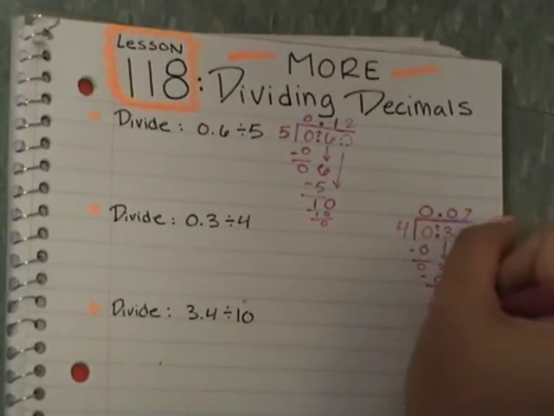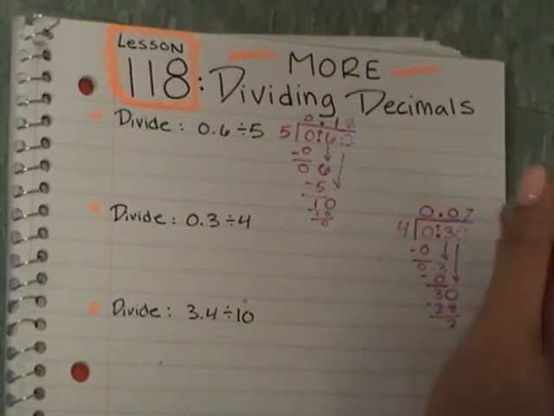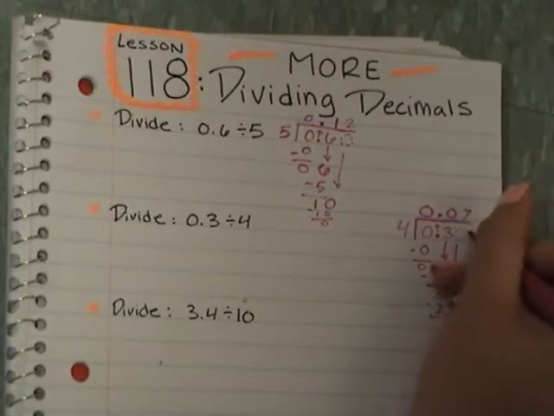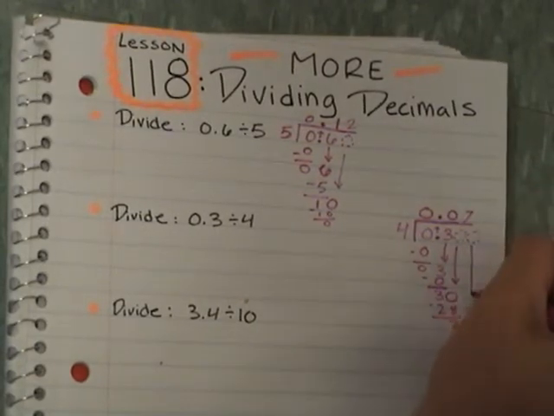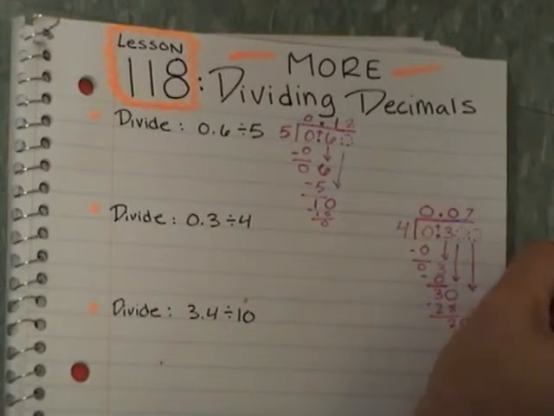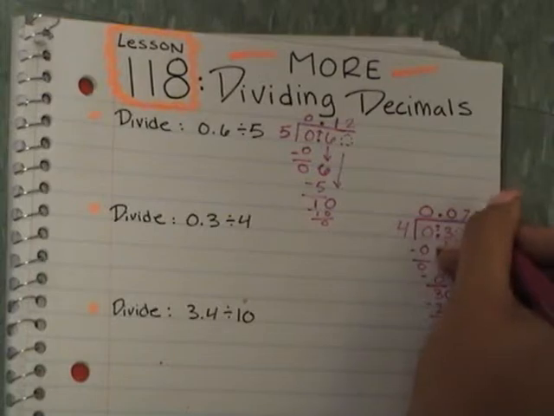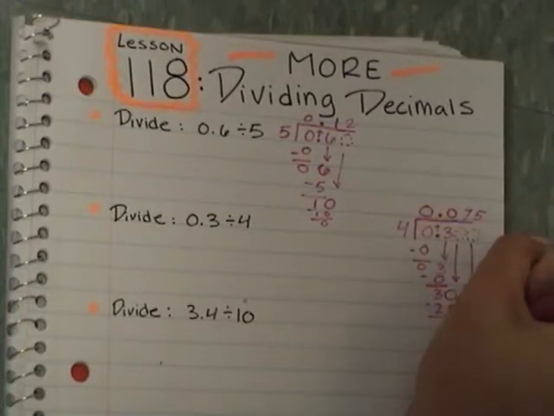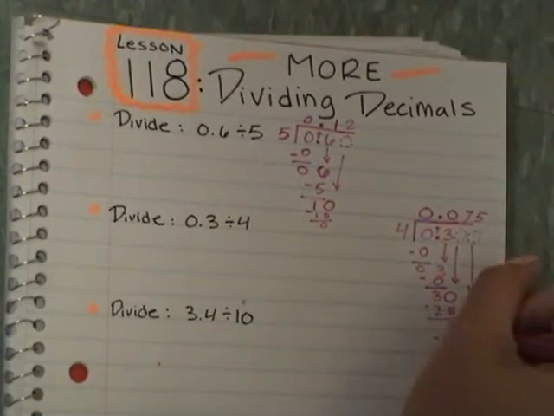When I subtract, I have a 2. Now, I don't want to have remainders, so I'm going to add another 0. Okay, I'm going to bring down that 0. And now I have 20. How many times can 4 go into 20? And we know that, 5. 5 times 4 is 20. When you subtract, you get 0.